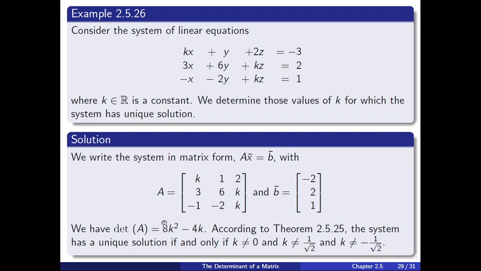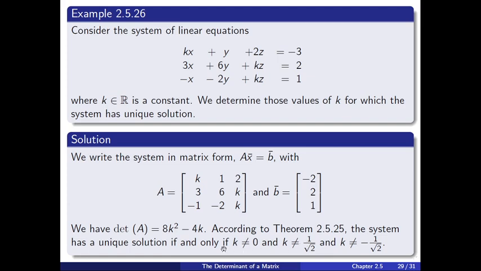So in other words, we can find all values for which the determinant is equal to 0, and then we don't want those values. If we do that, we see that for 8k squared minus 4k to be 0, k has to be equal to 0, or k has to be equal to plus or minus 1 over the square root of 2. So we don't want those values for us to get a unique solution.